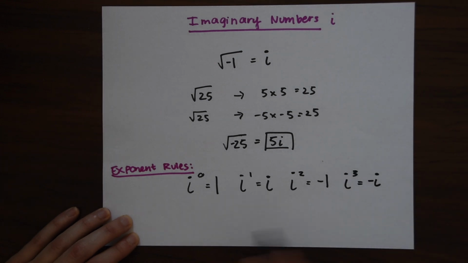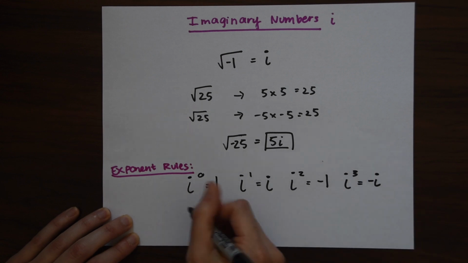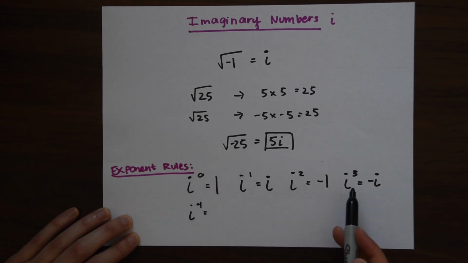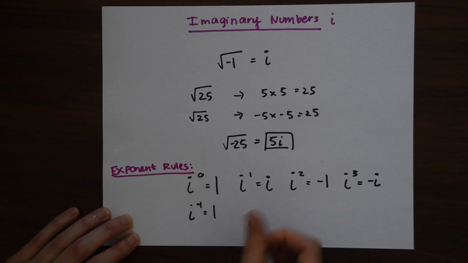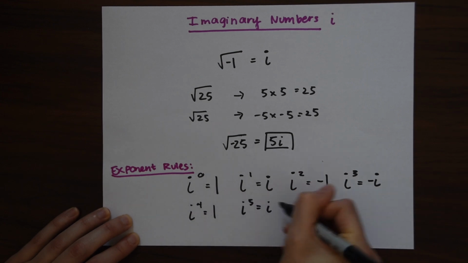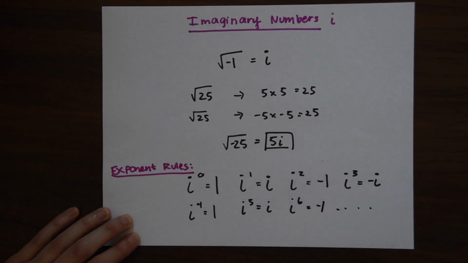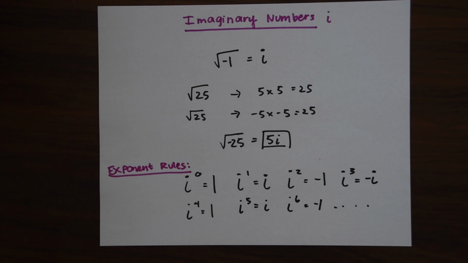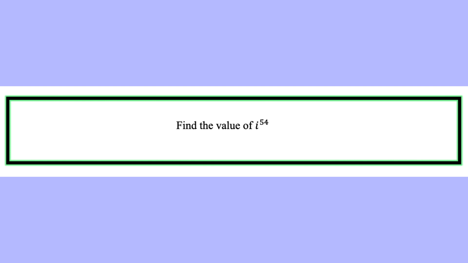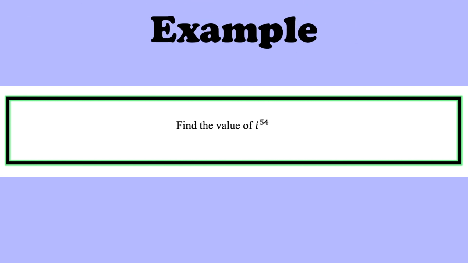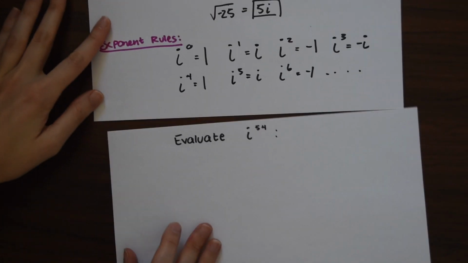And if we kept continuing this pattern, if we kept raising this exponent, if we did i to the fourth, the pattern would just keep repeating. So now i to the fourth becomes 1, i to the fifth becomes i again, i to the sixth becomes -1, and the pattern continues if we just keep going. So if we wanted to evaluate the value of i raised to the 54th power, the way we can do this is by using long division.